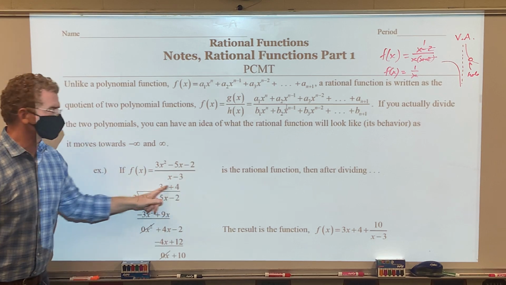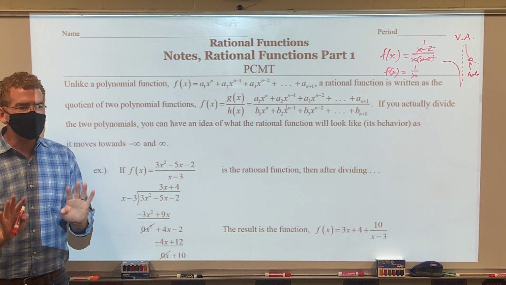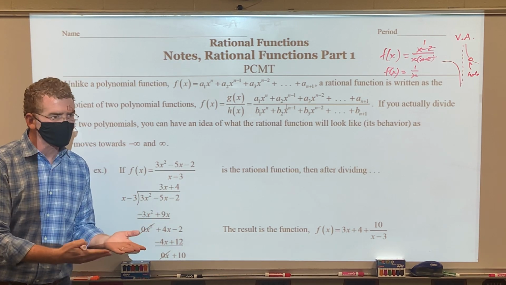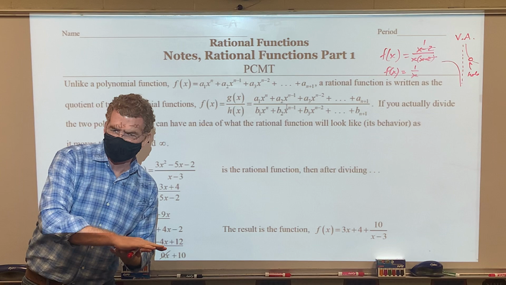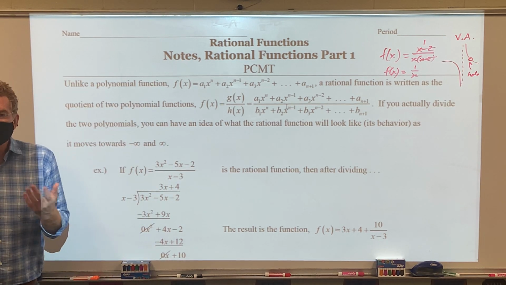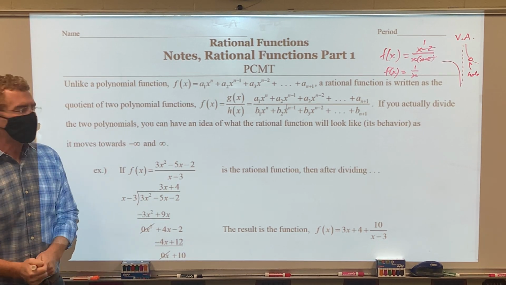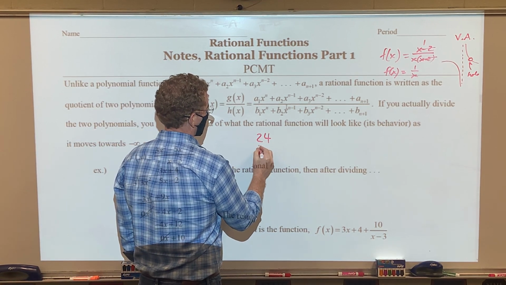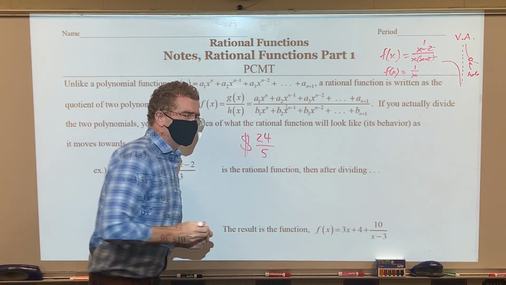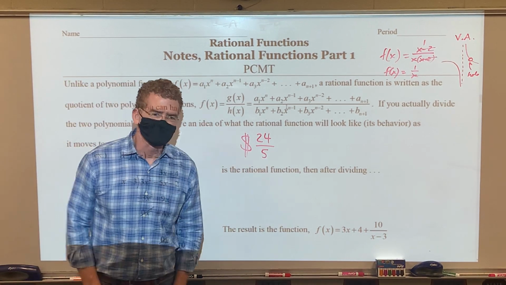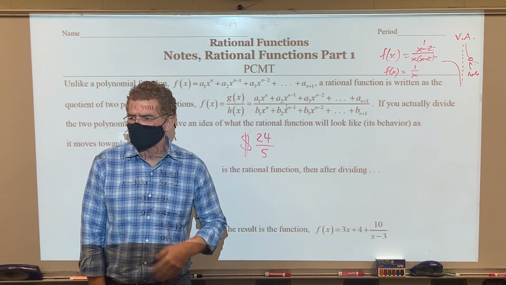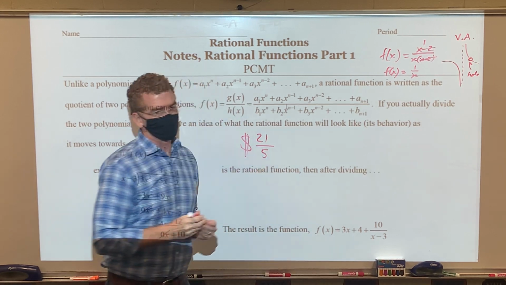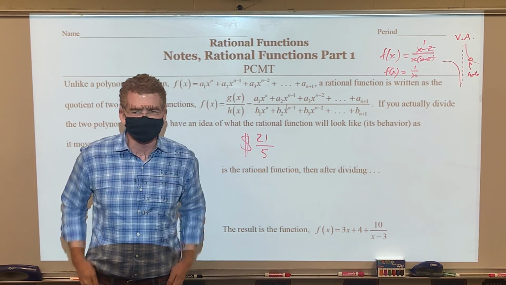But this graph still has a general look. And the way to have an idea about what that general look is to figure out what its slant asymptote or horizontal asymptote or oblique asymptote is. Get an idea of what it's looking like. And this is kind of the idea of it. What if I told you I had 24/5 dollars? Well, that's kind of stupid, right? How do you figure out about how much money? Let me give you a better example. I got 21/5 dollars. About how much money do I have?